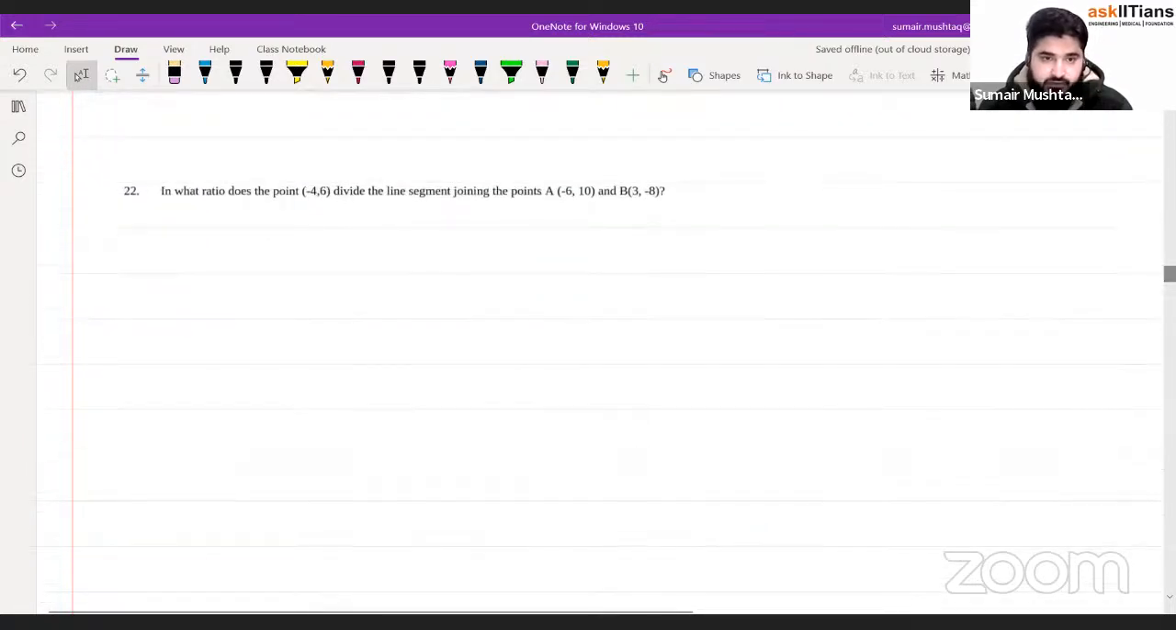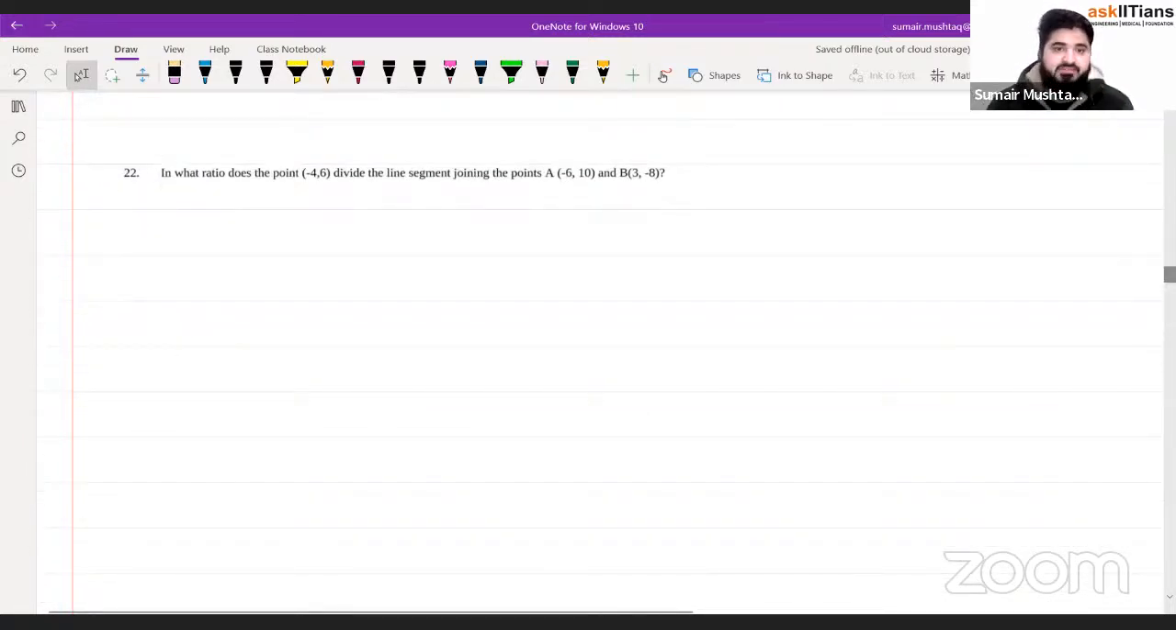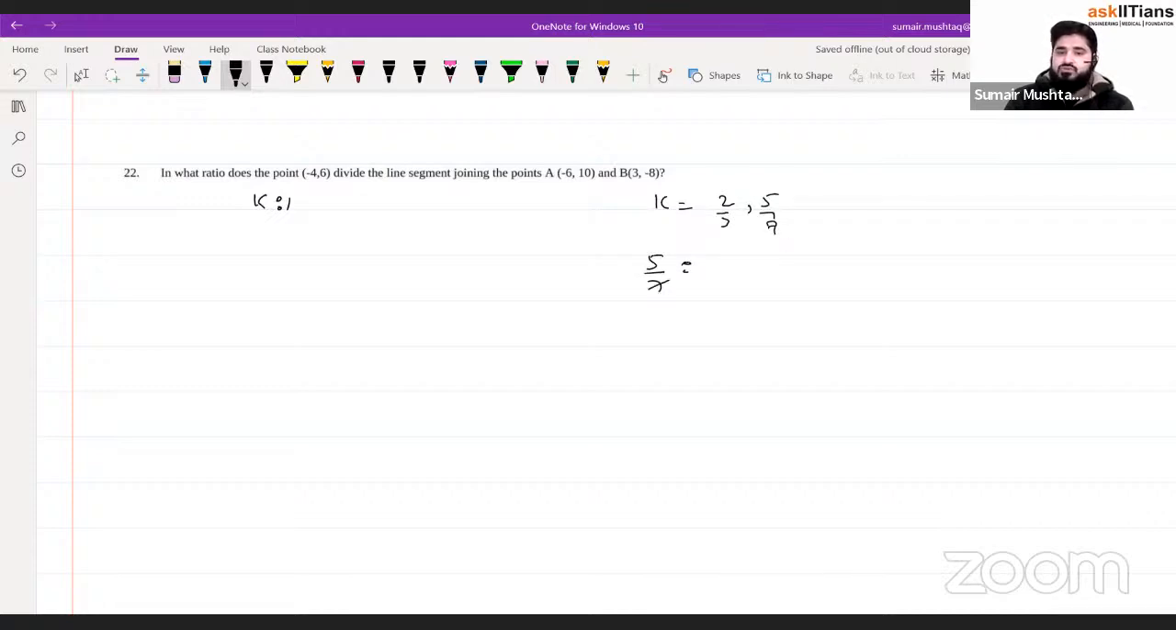Suppose this is the question, simple. In which ratio? Okay. So this is the ratio given. Most of the people are confused, sir, why we are taking k is to 1. Why are we taking the ratio as k is to 1? Because every time it is not in the form of k is to 1. If you get k as a fraction, let us suppose 2 by 3, 5 by 7, something like that, you can write 5 by 7 is to 1. That will be 5 is to 7, right?